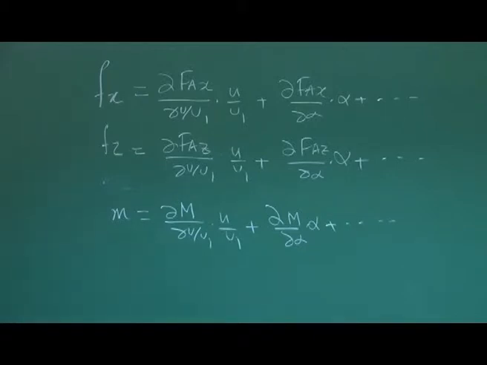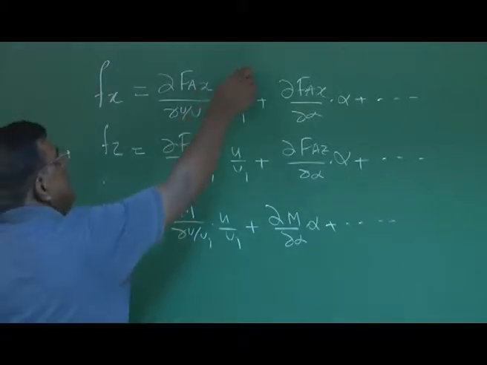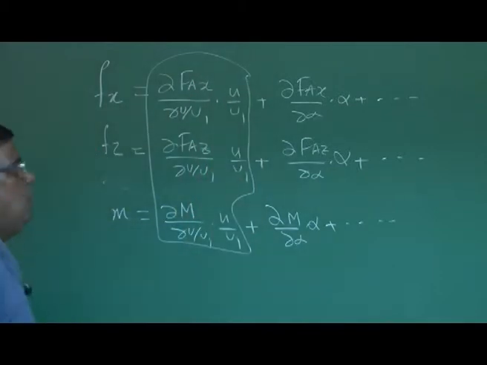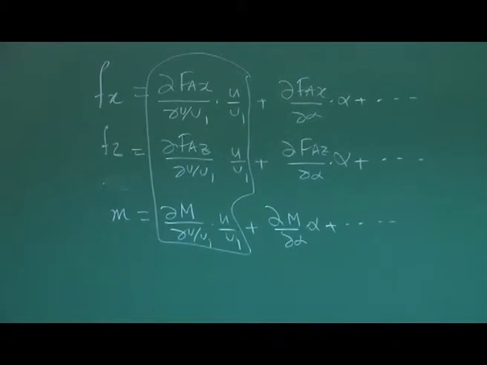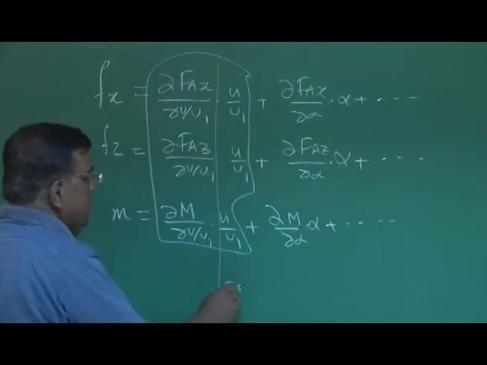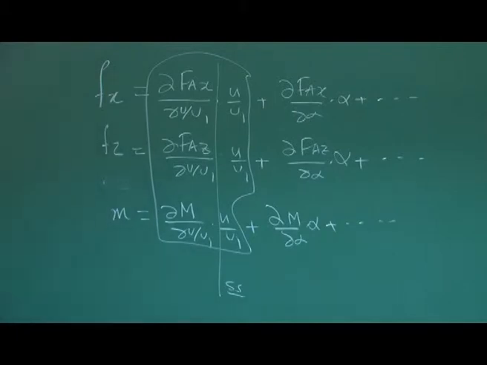We have so far completed these u derivatives. The expressions for u derivatives are known, and we realize that if I know the aerodynamic characteristics, then I will be able to find out the values of these derivatives: dFax by du by u1, dFaz by du by u1, dm by du by u1. And we also realize this has to be evaluated at steady state.